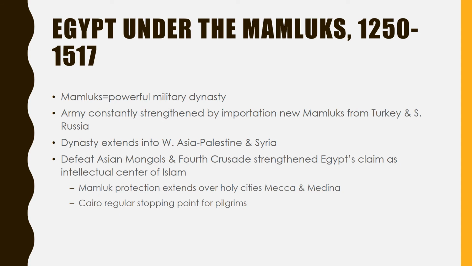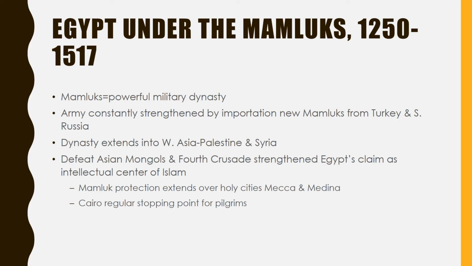So the Mamluks are going to form a very powerful military dictatorship. It's not surprising that the military should be their focus, considering the origins. The army was constantly strengthened by the importation of new Mamluks from Turkey and southern Russia. Again, you can refer back to that map to look at the source of where these soldiers are coming from. This dynasty was not limited to Egypt as well. It extended into Western Asia, into Palestine and Syria.